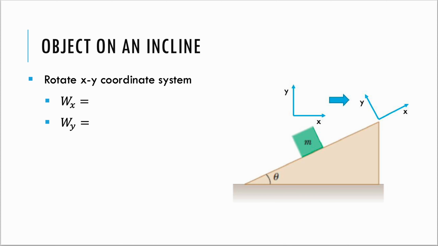What about if an object is on an incline? The first thing you're going to want to do is rotate the x and y coordinate system. Instead of the x-axis being horizontal, the x-axis will be parallel to the surface, and the y-axis will be perpendicular to the surface. So what happens is when you draw the weight going straight down, that weight will have an x and a y component. The y component will be perpendicular to the surface. The x component will be parallel to the surface. The little angle up here will be the same angle as the incline angle.